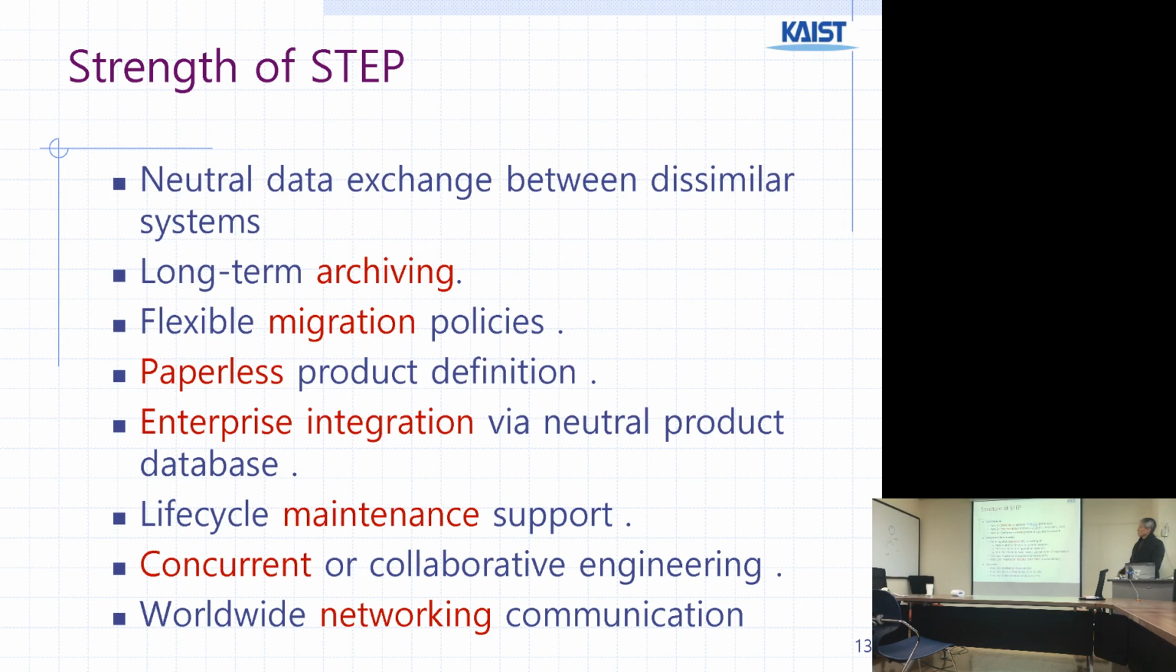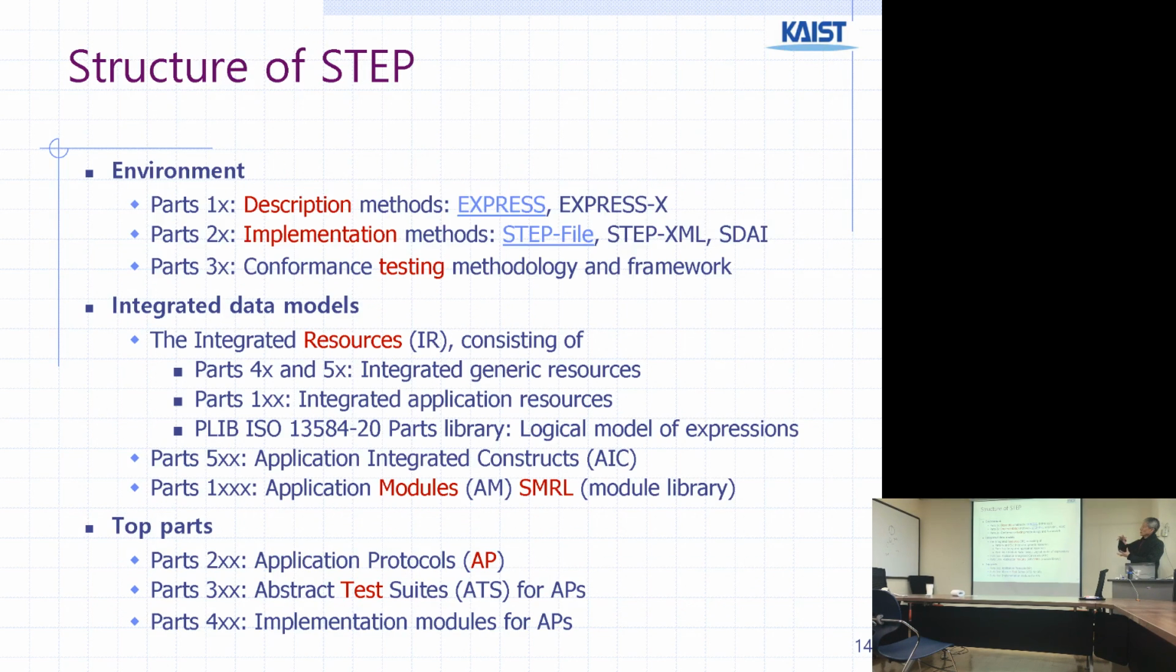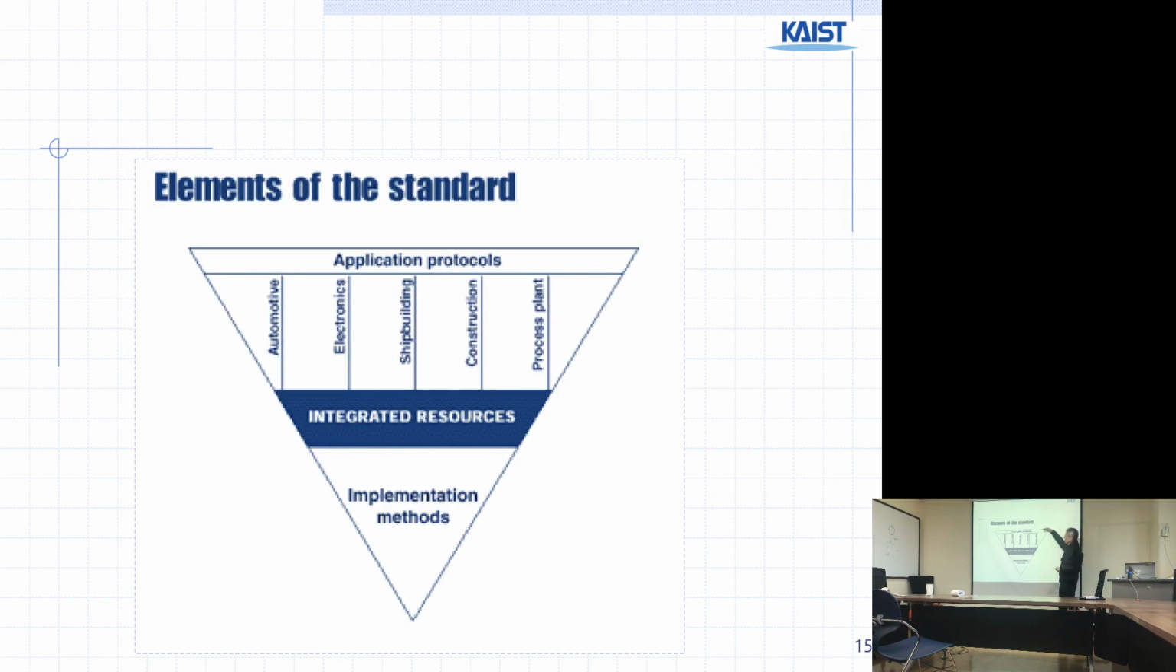The structure is divided into three groups. This way. Right. As I said, it's an application protocol. This is for the automotive industry, electronics industry, shipbuilding industry, construction industry, process plant, which is the chemical industry. Right. Each has its own application protocol. Right. Below them, there are modules. Engines or bolt and nut or motors, pumps.